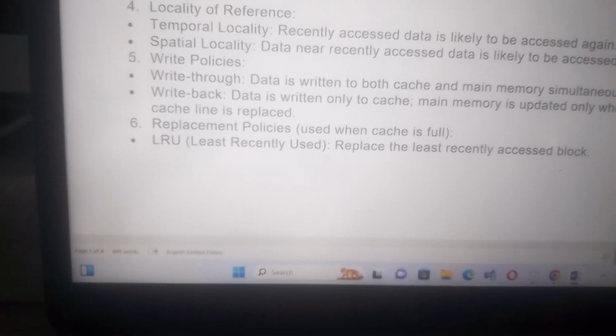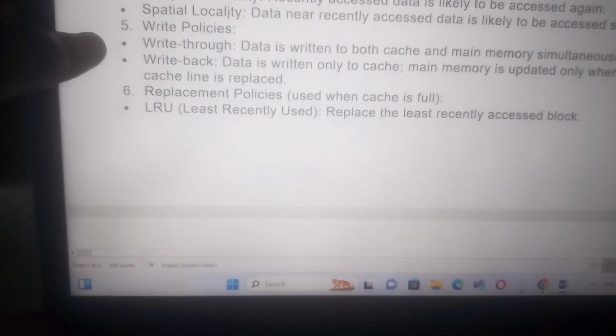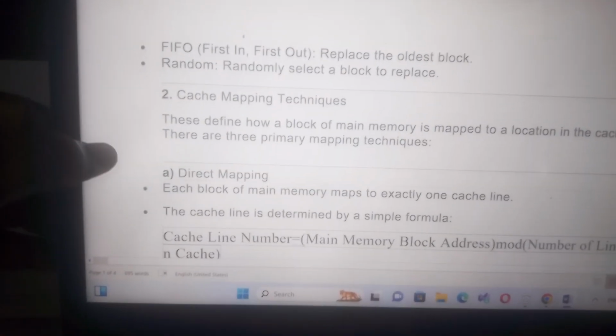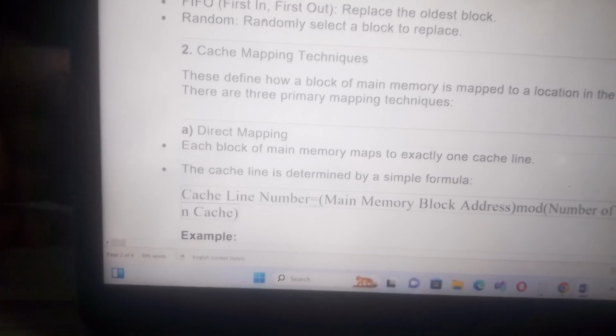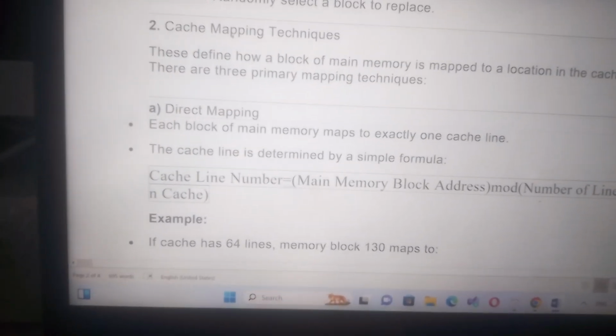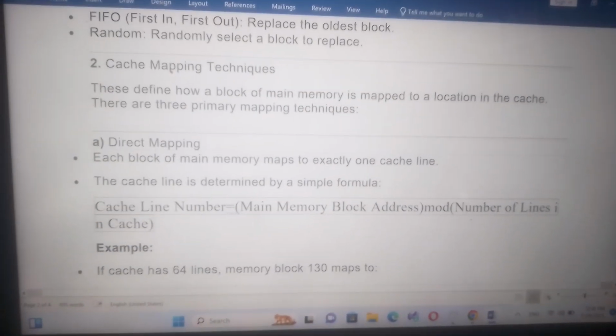Then write policies. With write-through, data is written to both cache and main memory simultaneously. You can read the next one, read the rest yourself. So we are all seeing the cache techniques, how it operates, and direct mapping too. As you can see on the board, you can go through all to get a fair idea of it.